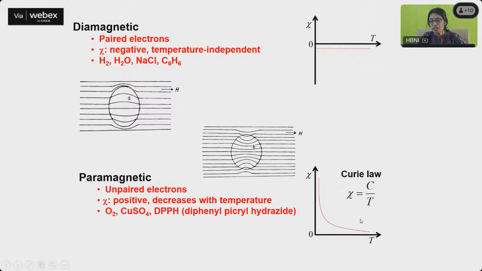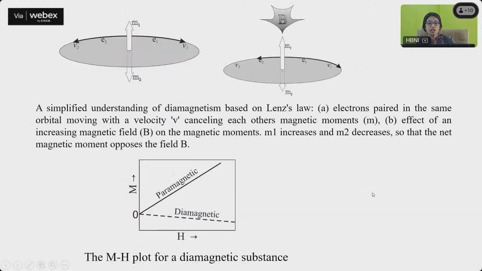You see this particular plot over here. From this, you get what is known as the Curie law, where chi is equal to C by T. T is the temperature and C is nothing but the Curie constant.